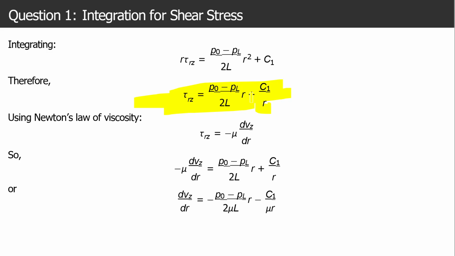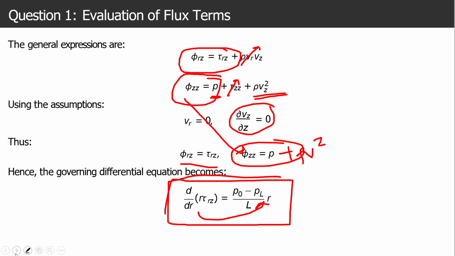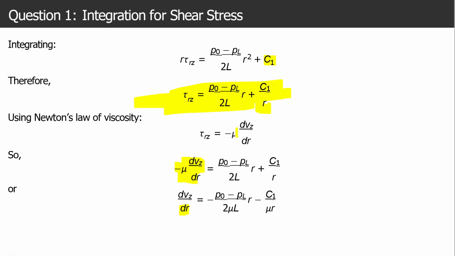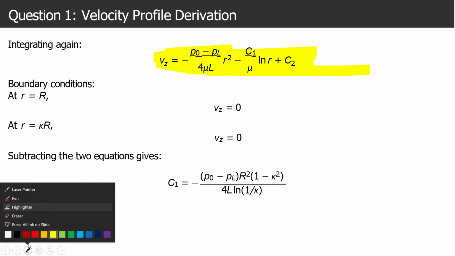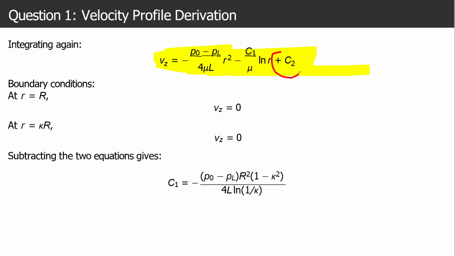Now, as we know, tau rz will be minus mu dvz by dr. We saw that the tau rz term is not 0, so substitute this, minus mu dvz by dr. We already remain with one constant. Integrate it again, it's pretty simple integration. Just divide by mu, take dr to that side, and integrate. So what we did: we had the differential equation, first we integrated and got tau rz, then we substituted and integrated again, and we will get vz. This is the final expression. Now here we have two constants, so for these two constants we will require at least two boundary conditions.